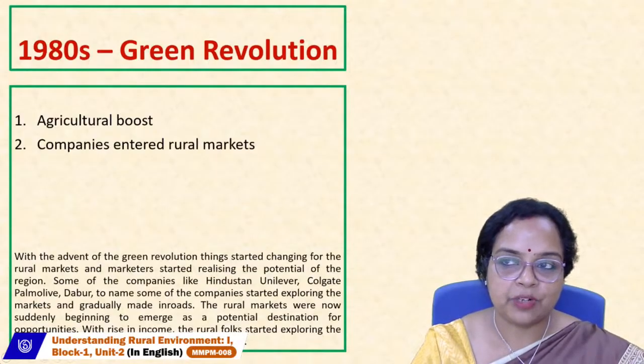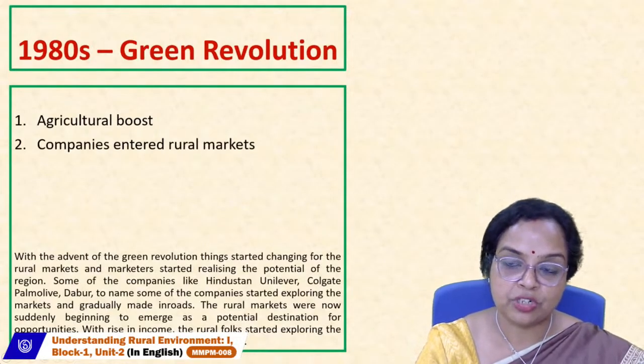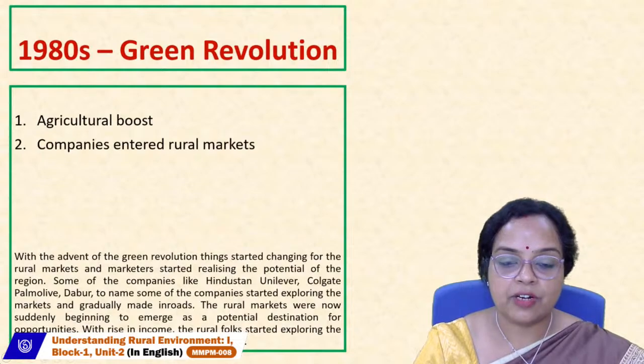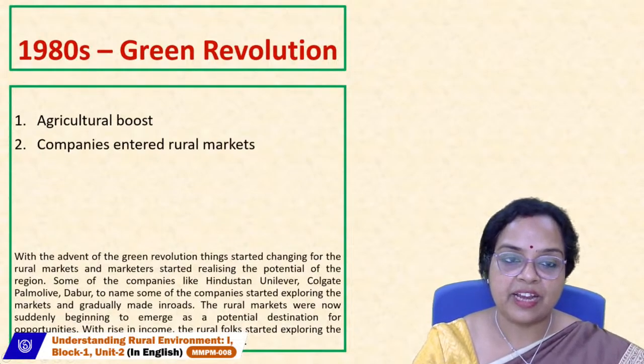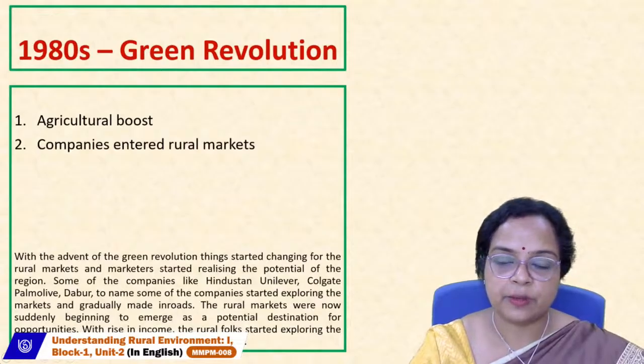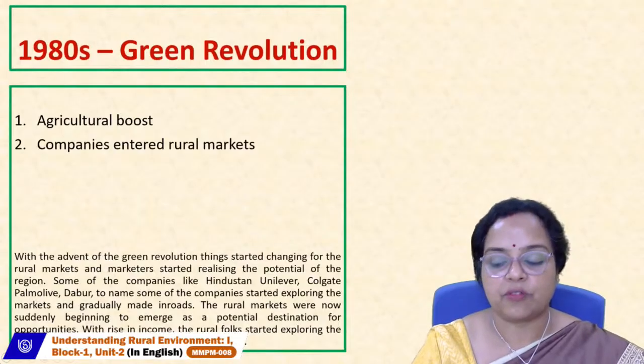the rural belt is a potential marketplace to sell new products. They understood the need of the villages. They understood the potential need of the villages. So they started entering the rural market during the 1980s, especially after the Green Revolution.